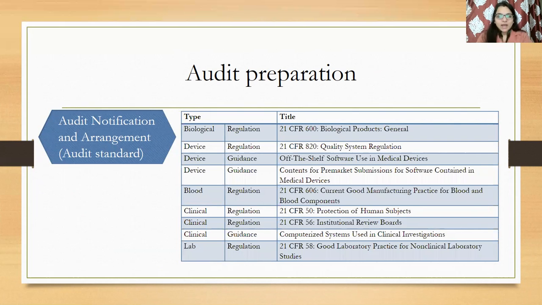So here are some examples. For biological regulations, 21 CFR 600, 21 CFR 820. Devices guidance: the software used in medical devices, and guidance for content of pre-market submission for the software contained in medical device. So these are the examples: blood, 21 CFR 606; clinical, 21 CFR 50, 21 CFR 56, and computerized systems used in clinical investigation. For the lab, the regulation is 21 CFR 58.